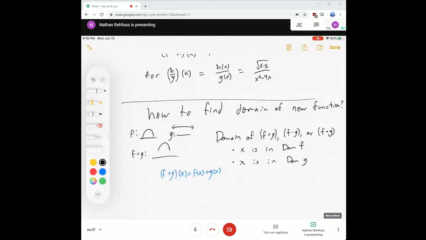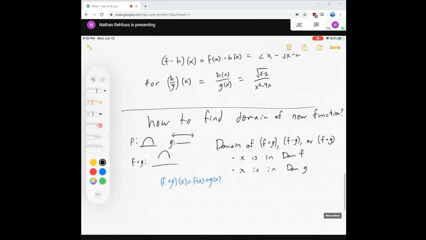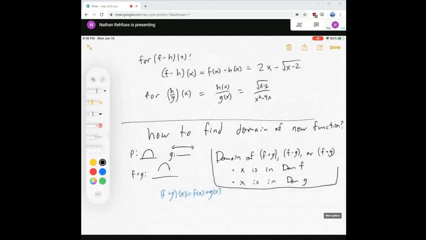So let me put this in a box because this is important. Nice little star there.